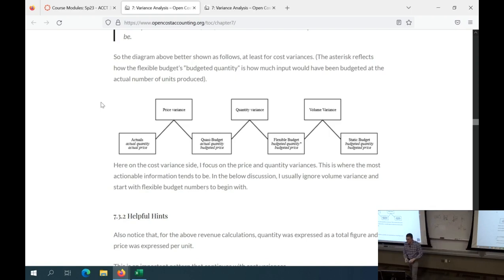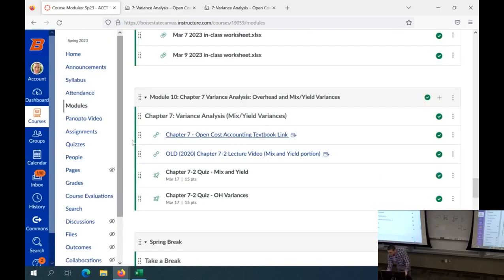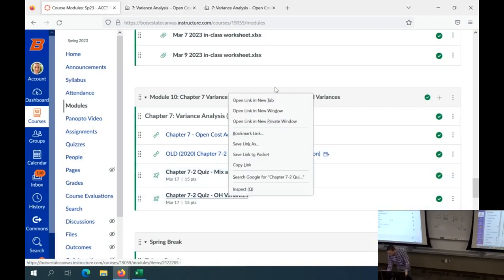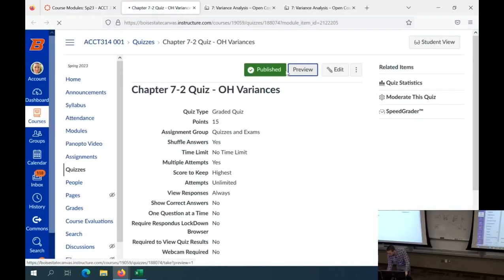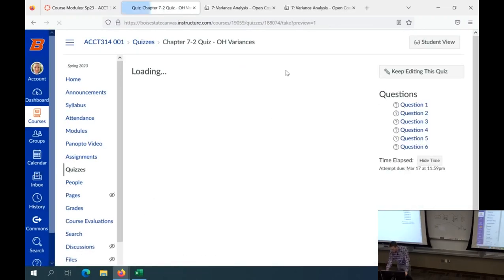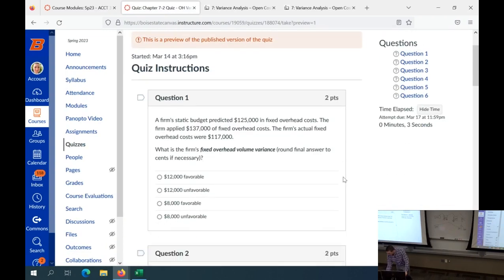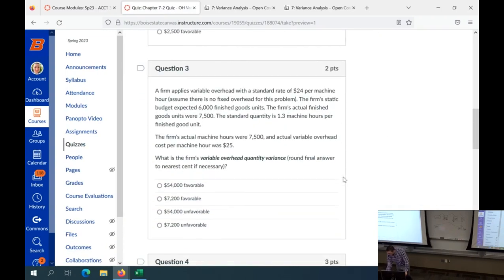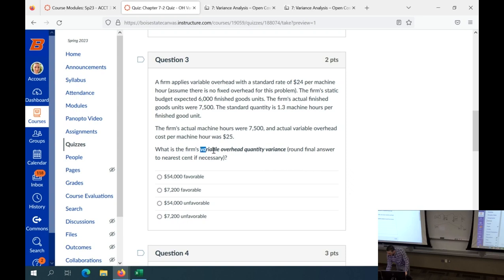So let's look real quick at a problem to see how that maps out. Even if we don't go all the way through it, let's look a little bit at a problem like that. We can tie it directly to what you're going to see on the quiz. All right, variable overhead quantity variance, for example. A firm applies variable overhead with a standard rate of $24 per machine hour. Assume there is no fixed overhead for this problem.